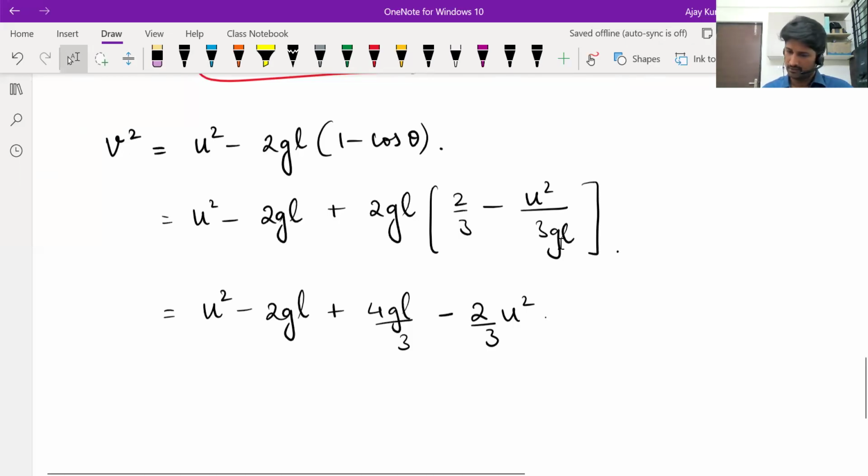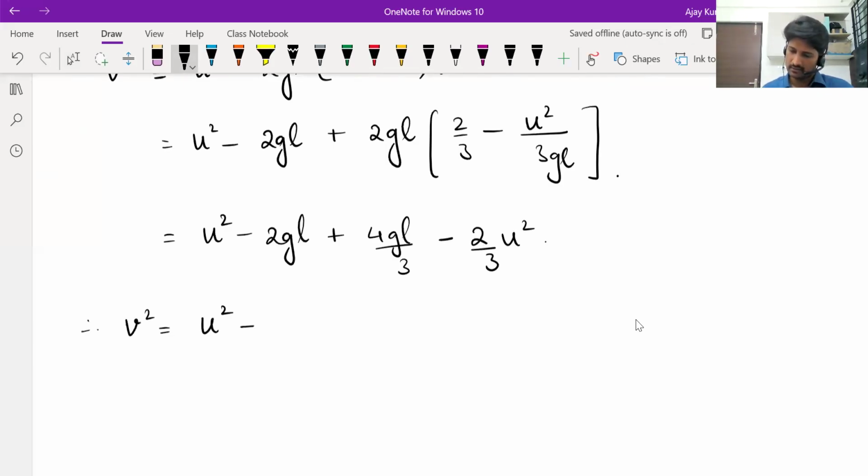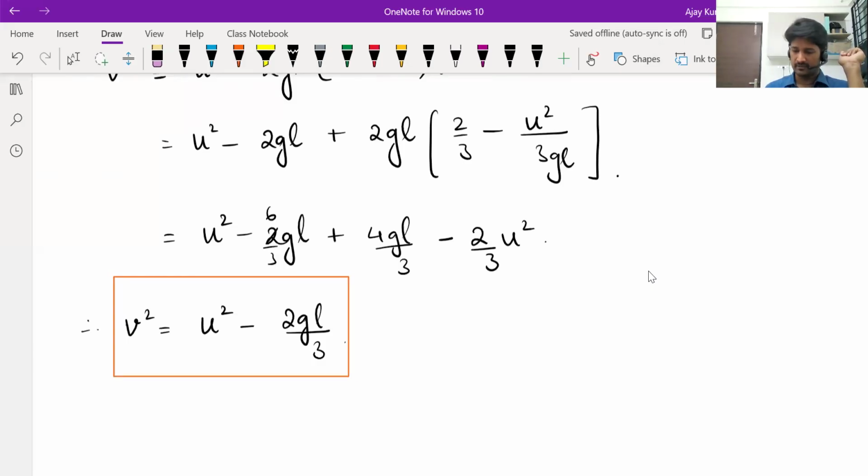In place of cos theta, we substituted that. Therefore, we get v square is equal to u square minus 2gl plus 4gl by 3. 2gl can be written as 6gl by 3. Minus 6 by 3 plus 4 by 3 is minus 2 by 3. So at the angle where tension becomes 0, we see that the bob still has this much speed.